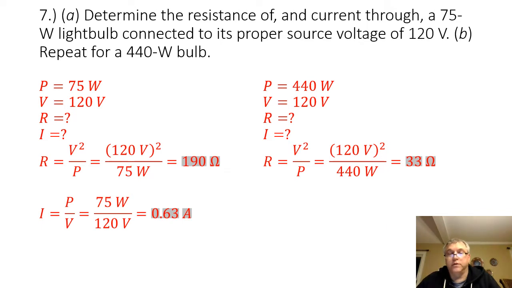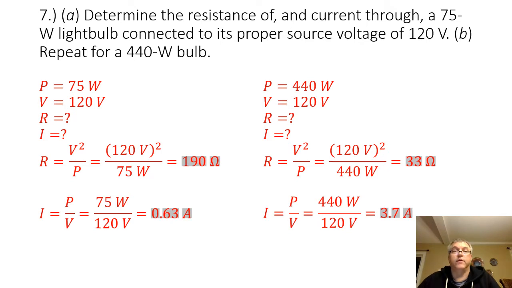And for the current, I'm just going to take the power and divide that by the voltage. 440 watts divided by 120 volts is going to equal 3.7 amps. And again, I could have used V equals IR, so solving that for the current would have given me the current equals the voltage divided by the resistance, and it would have given me the same answer at 3.7 amps. So either way is perfectly fine. There's usually more than one way to do it because you have 4 variables total, and there's more than one way to solve for one of them.